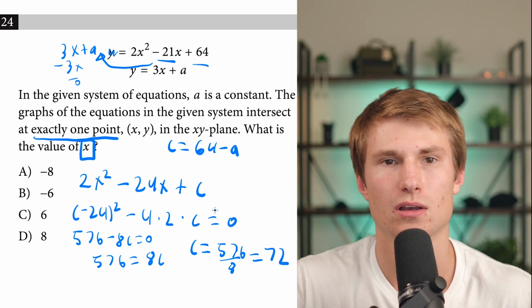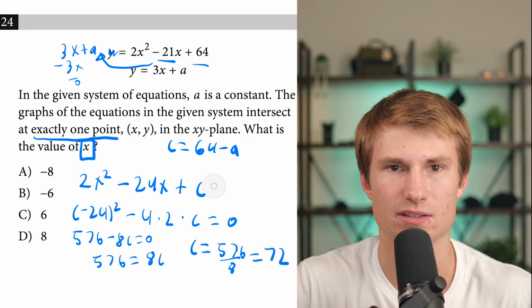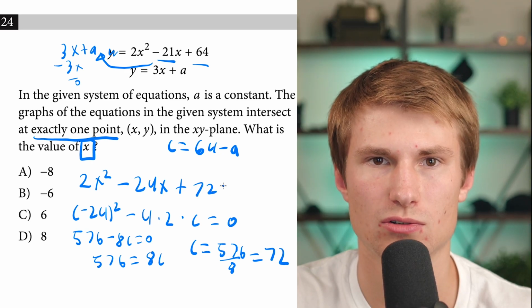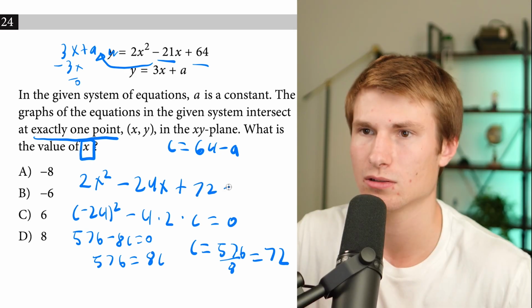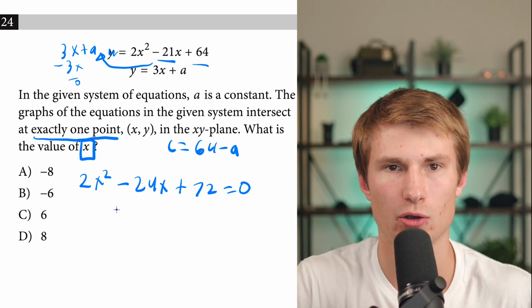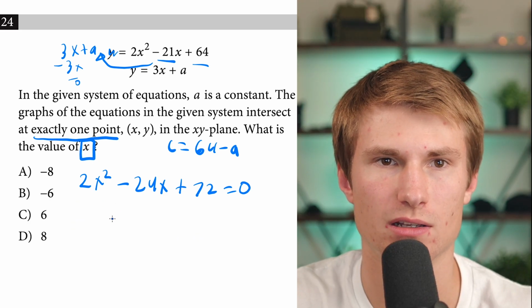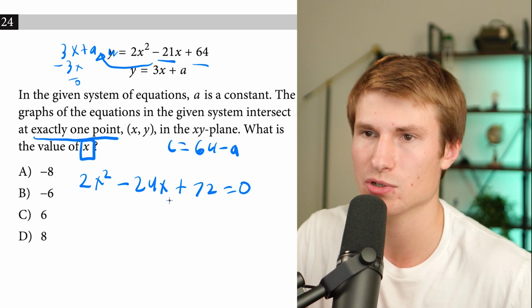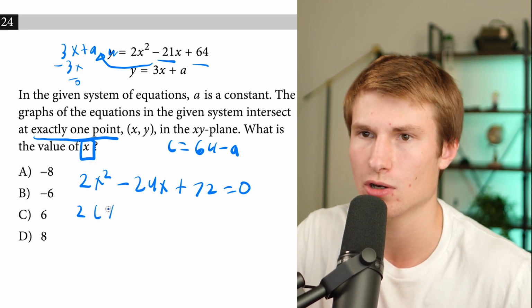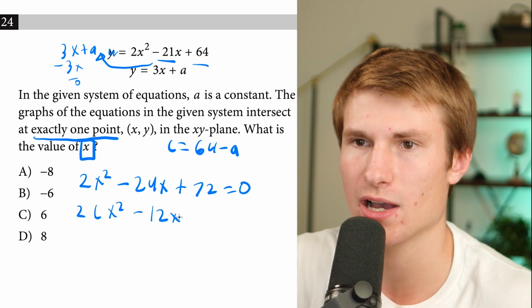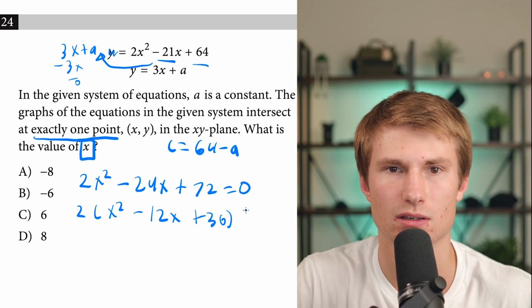Okay. So now I'm going to go ahead and erase the value of c here, and I'm going to put in 72. We'll put in that it equals 0 as well, and then I'm going to erase everything down here. Okay, so from here, we're going to look to factor out what we can and solve for the value of x. So I see that 2 is a common factor in all of these, so I'll factor out a 2. I'll be left with x squared minus 12x plus 36 is equal to 0.